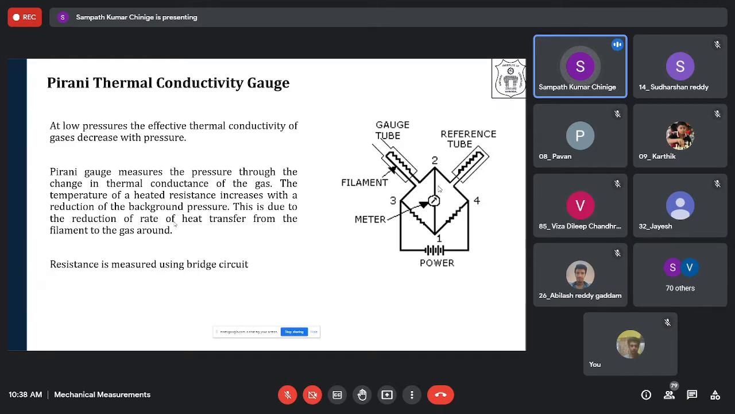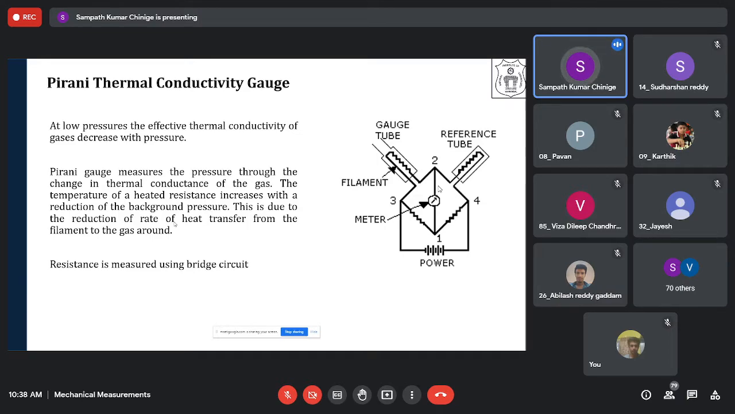Pressure generally at low pressure. So at very low pressures, the effective thermal conductivity of gases decreases with pressure. Okay, so low pressures means low thermal conductivity of a gas. And in the same way, low temperature also has an effect on the thermal conductivity. So here we are trying to find out the same thing.